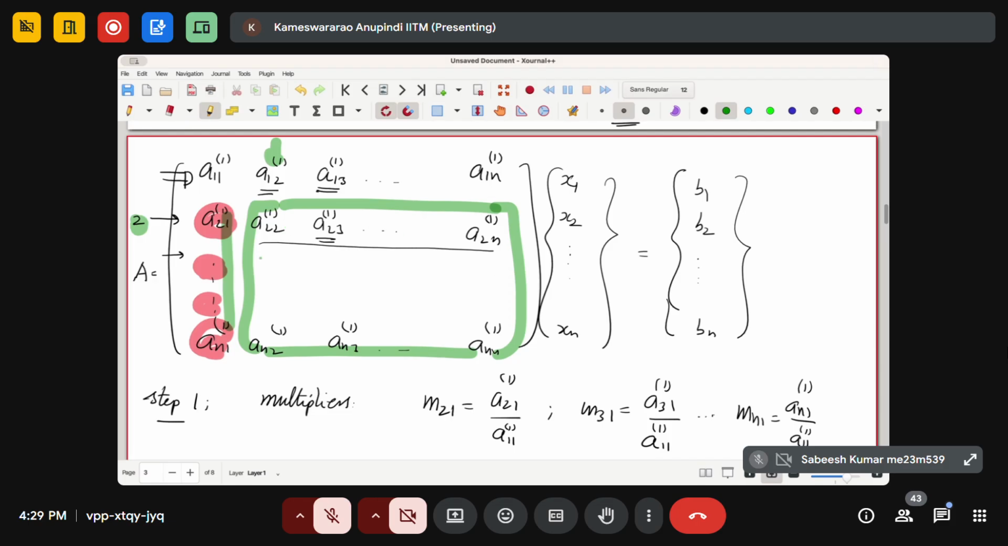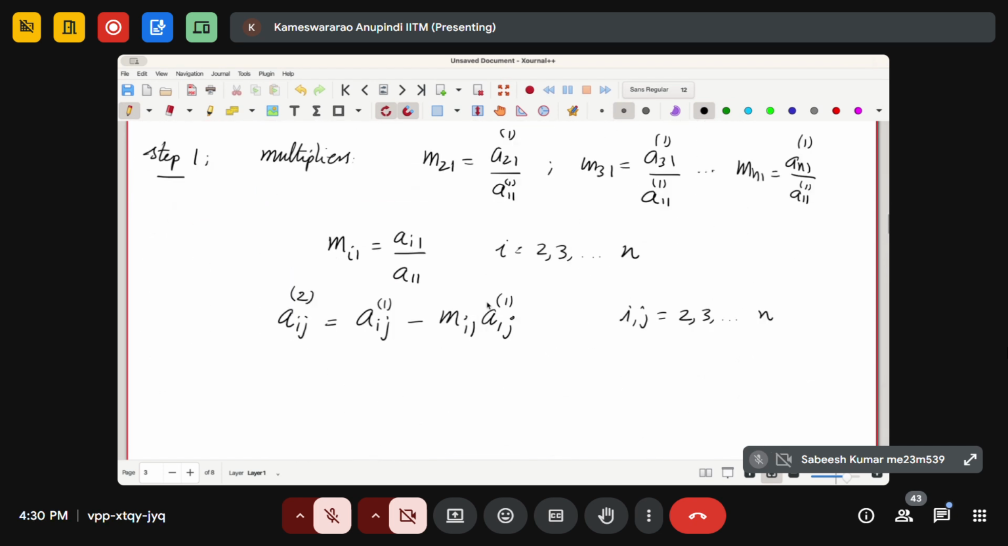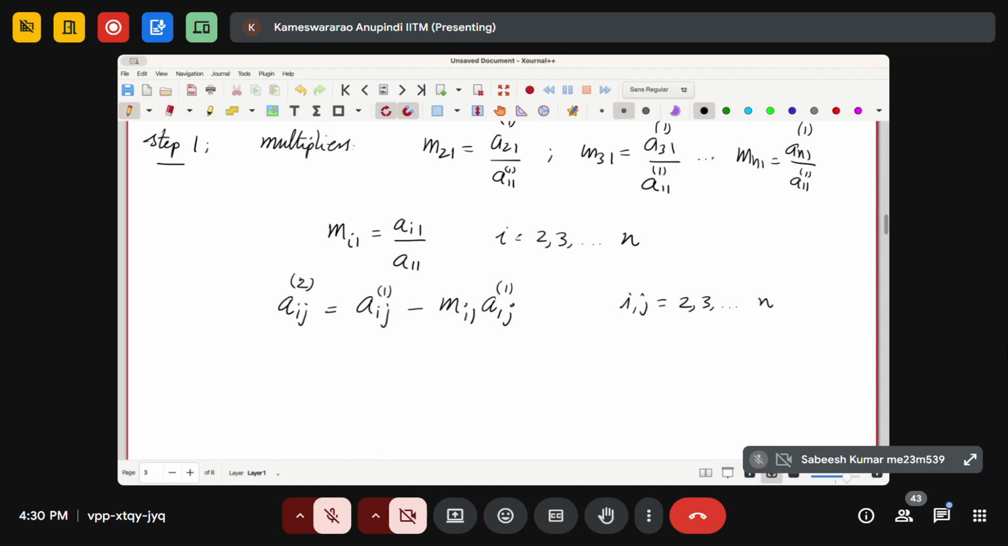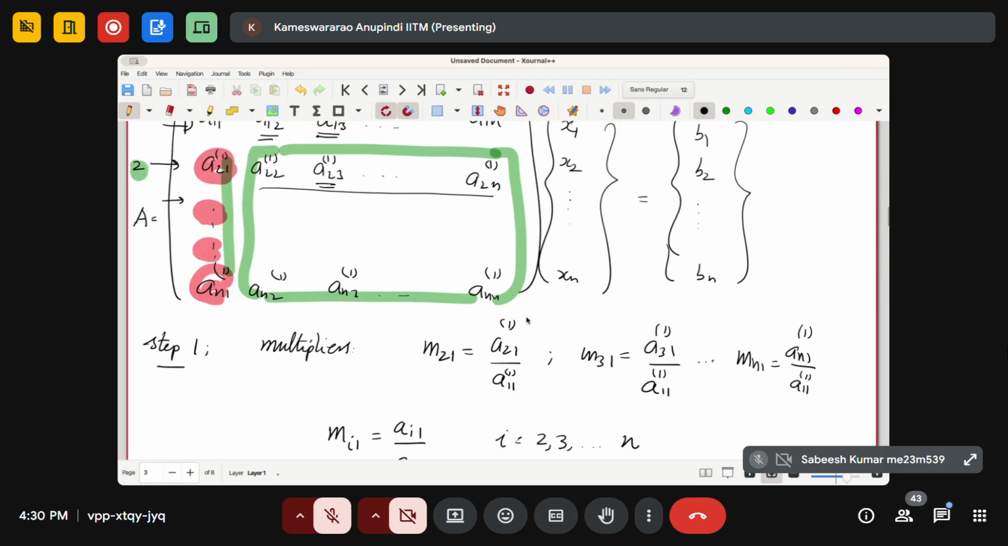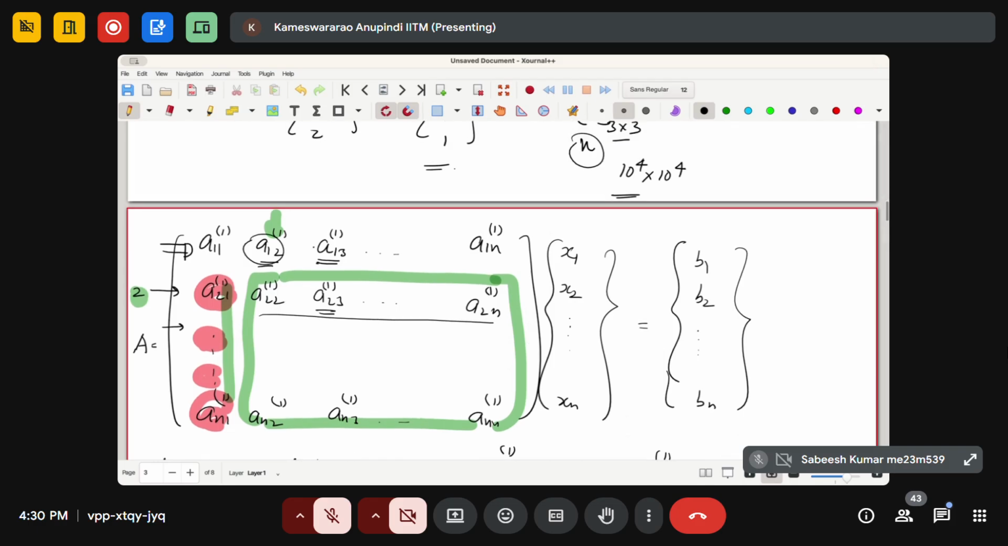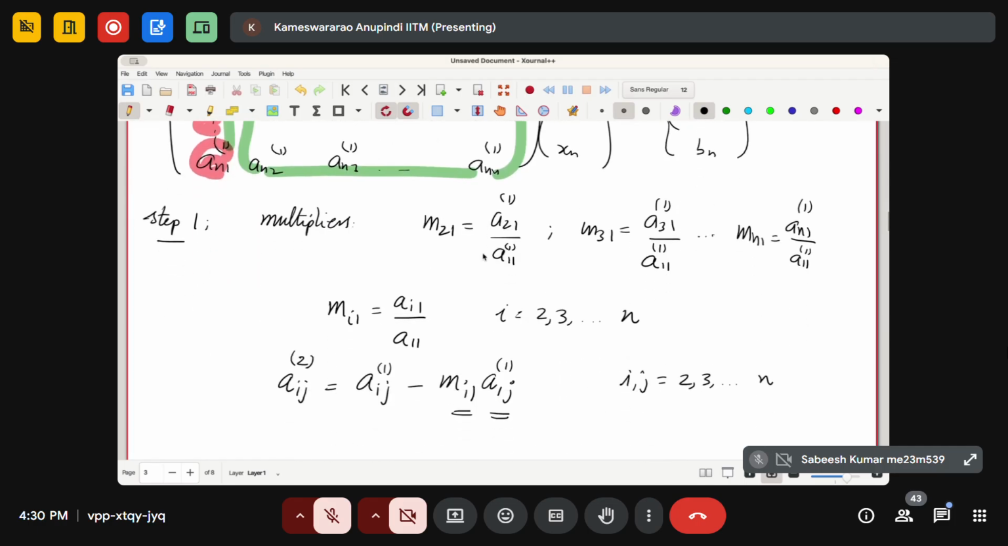So all these values will get changed according to this equation. Once it is done with the first step, I'm getting the values for the second step, that is aij2 equals aij1 minus mi1 multiplied with a1j. a1j is the first row and the corresponding column, so either 1, 2 or 1, 3 and so on till 1n. So that is my operation. Is this correct? Any questions on this?